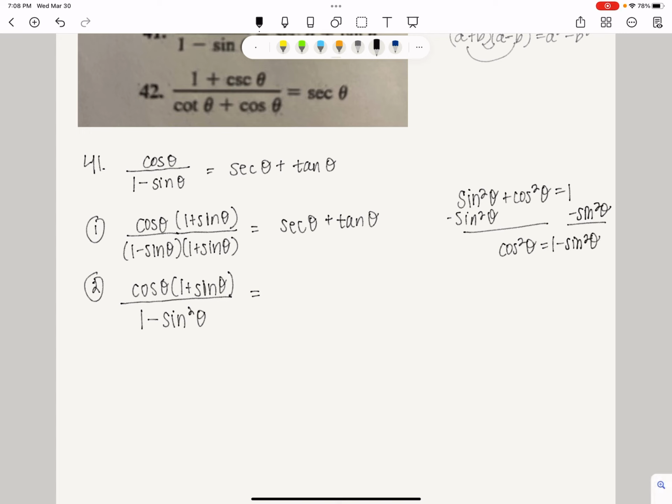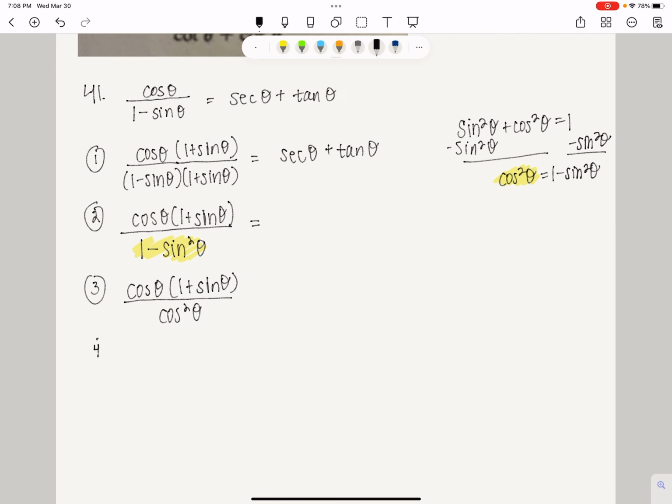And you'll get used to these the more practice you get. If you don't get any practice, then you won't recognize things. This is one that you're going to recognize. 1 minus sine squared of theta is cosine squared of theta. So step 3, cosine of theta times the quantity 1 plus sine of theta over cosine squared of theta. And now the cosine in the numerator is going to cancel out with one of the cosines in the denominator. So one of these cancels out with one of these. So we just have cosine of theta. So we've got 1 plus sine of theta divided by cosine of theta.